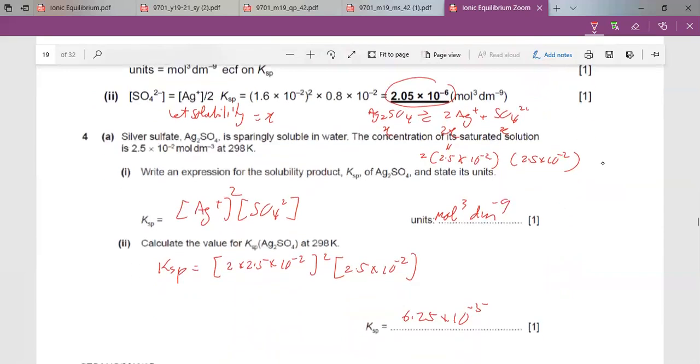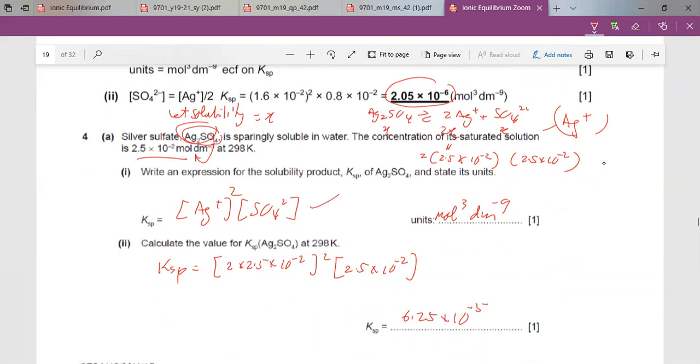Now here again, same one, another question about the same. Silver sulfate, so it means the solubility constant of this solution. The constant of the saturated solution is on here, it means of this fellow here. For the earlier question, the concentration of what? Ag+. Now it's of the whole thing, the whole salt. See the concentration of the saturated solution is on here. Right, write the expression of this one.